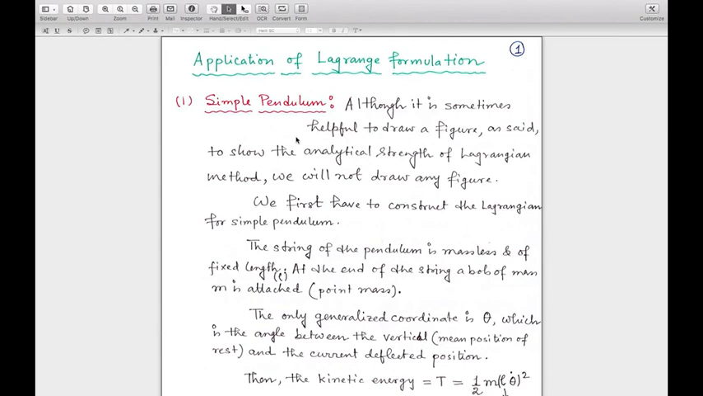So I will not use any figure in the applications I will discuss today, but if you find it necessary, do not hesitate to draw a figure. But you will see that you will not need any force diagram or free body diagram in general to solve a problem or to derive the equation of motion of a mechanical system if we use Lagrange's formulation.